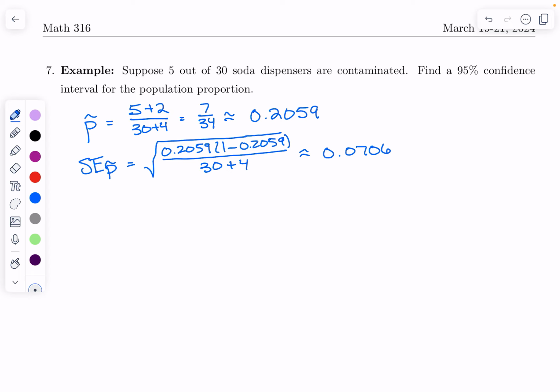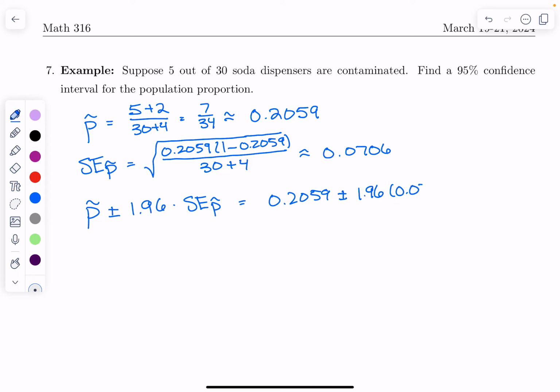So in this case, our confidence interval looks like p tilde plus or minus 1.96 standard errors, which ends up being 0.2059 plus or minus 1.96 times 0.0706. This interval works out to 0.0675 to 0.3443.